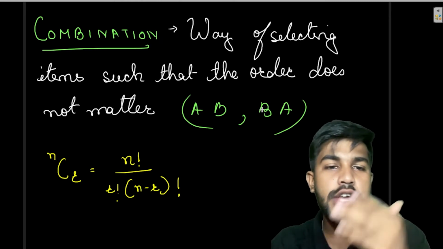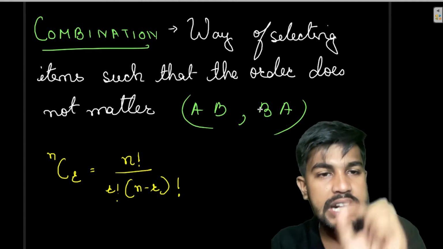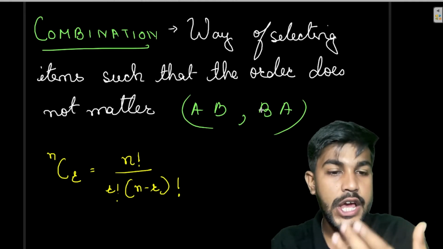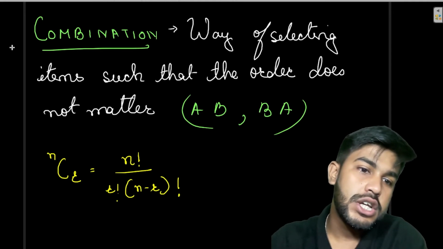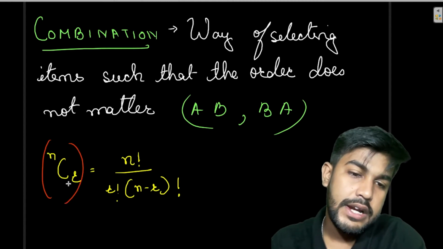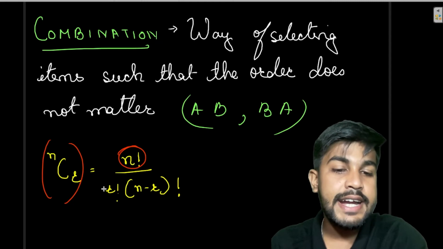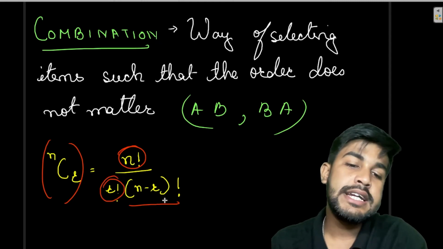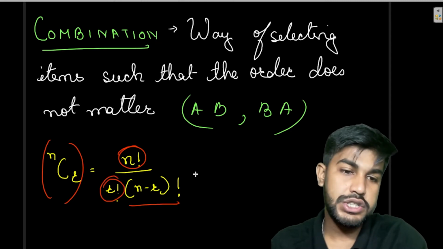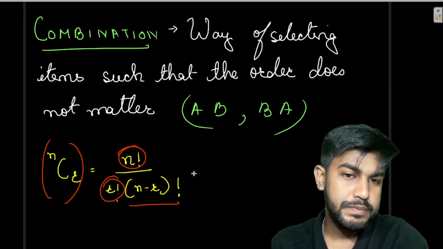So if the definition fits perfectly with what is being asked, we would move forward to the calculation of nCr. Now what is nCr? nCr is n factorial divided by r factorial multiplied by (n minus r) factorial. This is what you need to do.